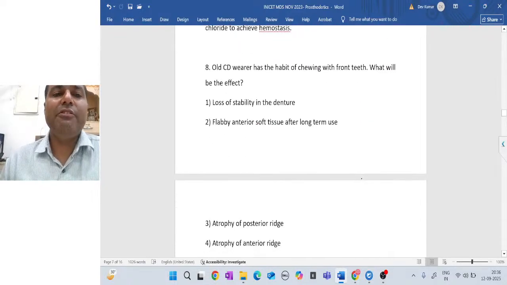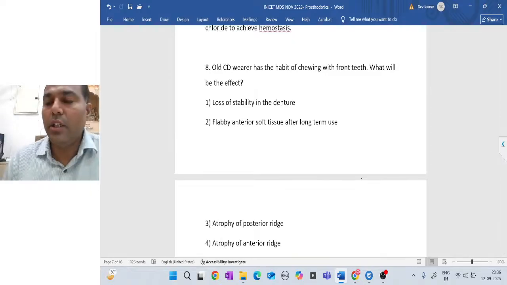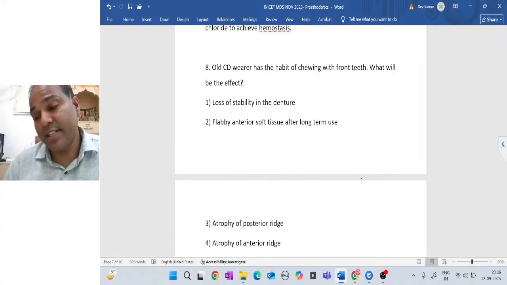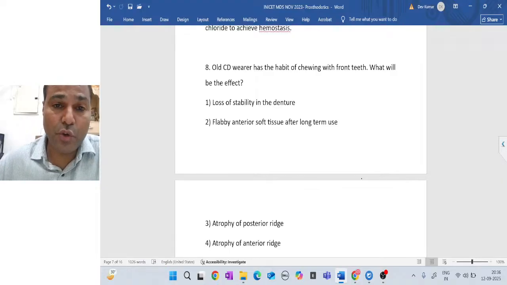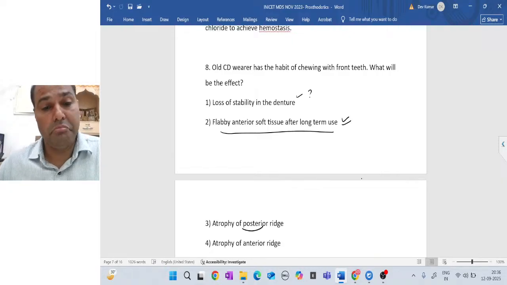Okay, we have an old complete denture wearer, question number 8, with the habit of chewing with the front teeth. What will be the effect? Loss of stability of the denture, yes, it may happen. So A may be the choice, but let us see. Flabby anterior soft tissue after long term use, this is even more correct. Atrophy of posterior ridge, no. Atrophy of anterior ridge, yes.